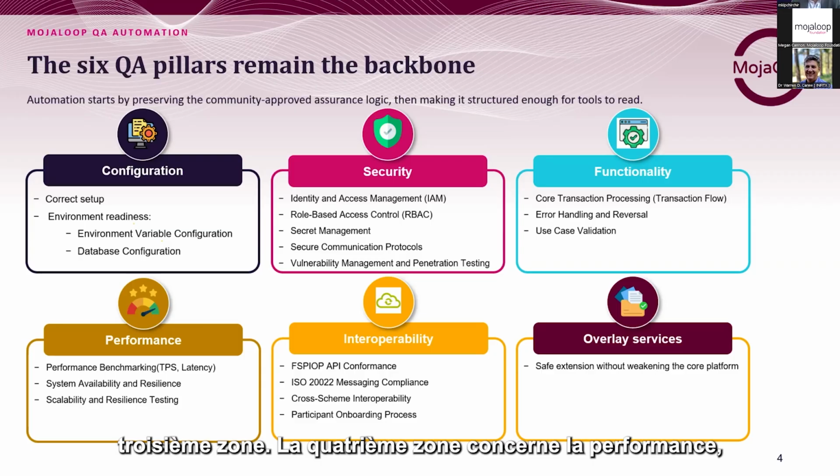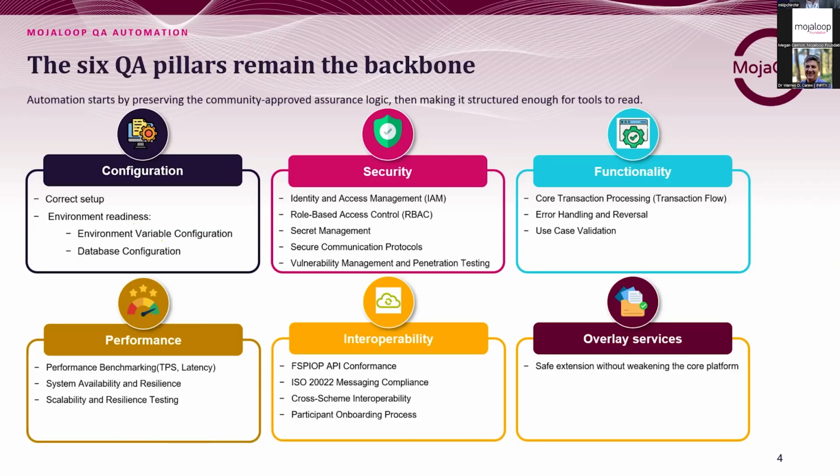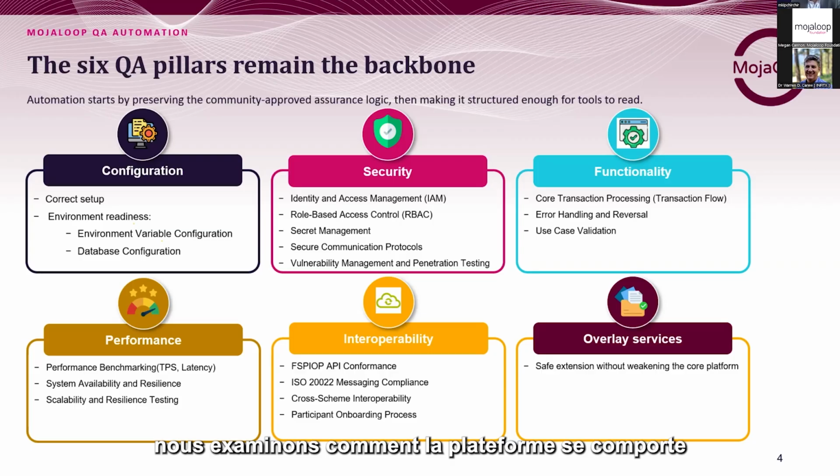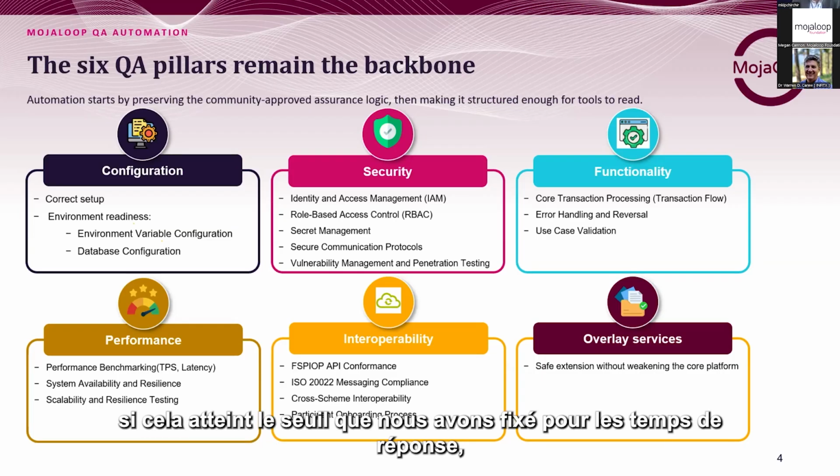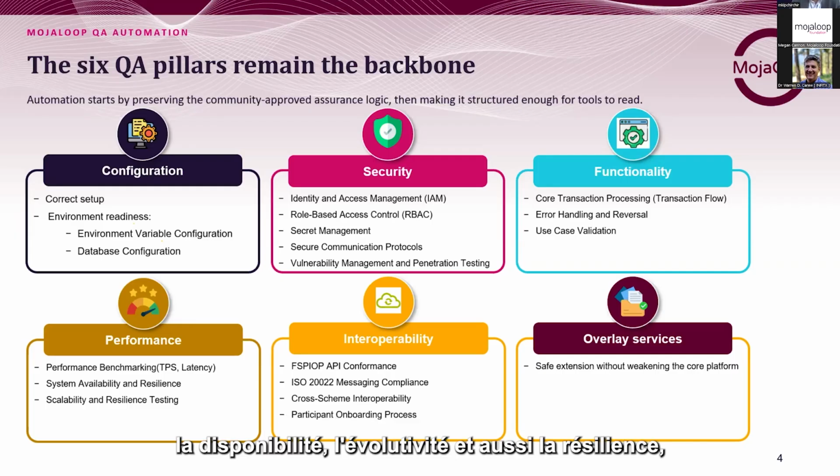The fourth area is on performance. On performance, we look at how the platform behaves under realistic transaction volumes. Some of the key measurements that we look at are transactions per second, right? Does it meet the benchmark that we have? Response times, availability, scalability, and also resilience during failures or peak loads.